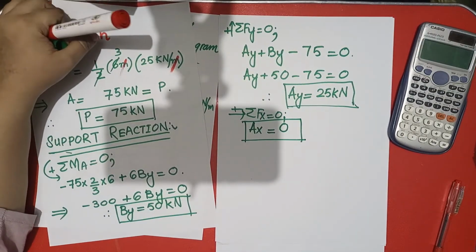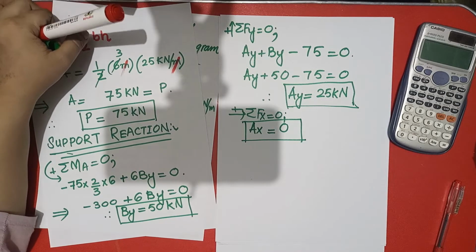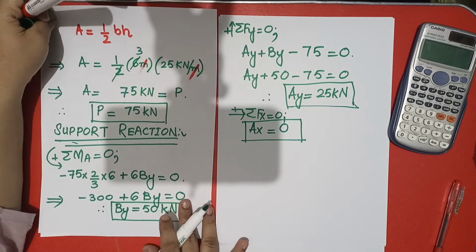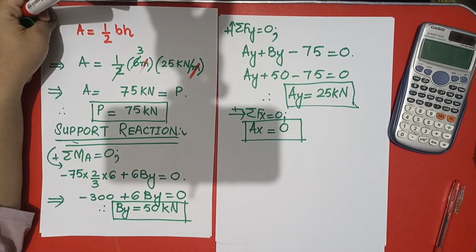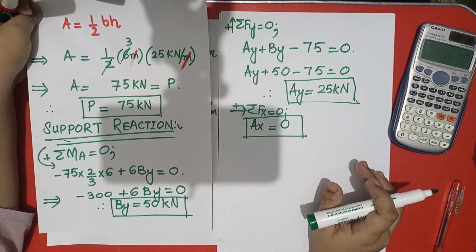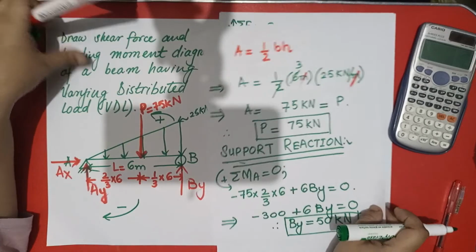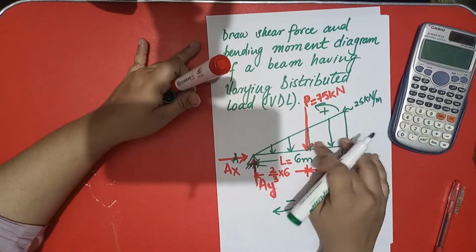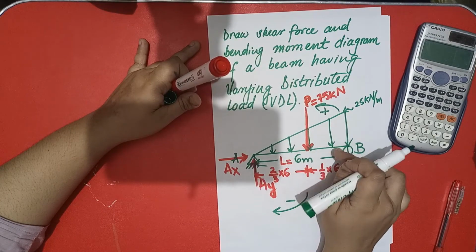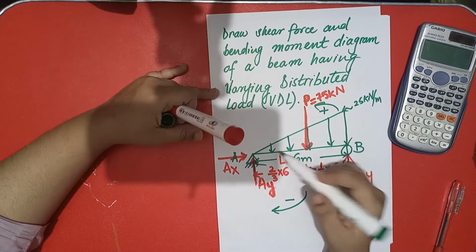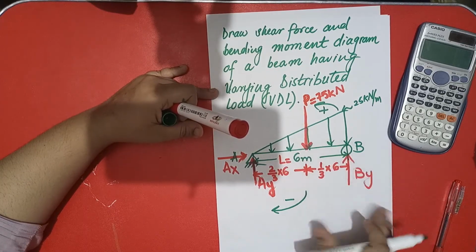So what we have to do is that we have calculated the values of By, Ay and Ax. Now we are moving towards the cutting of section regions. And how can we do that? We have only one load, that is a varying distributed load, or you can say a triangular distributed load. So there will be only one section cut. So let's make a start.